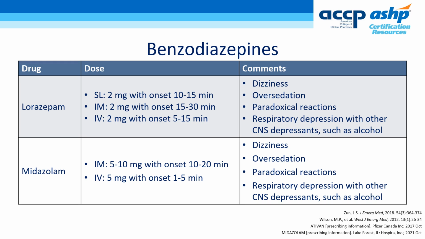You will notice in the table that intramuscular administration of benzodiazepines does have a slower onset when compared to the IV route for both lorazepam and midazolam. The side effects of both agents are dizziness, oversedation, paradoxical reactions, and respiratory depression when used with other CNS depressants like alcohol. So, in your acutely agitated patient due to alcohol intoxication, benzodiazepines are suboptimal.